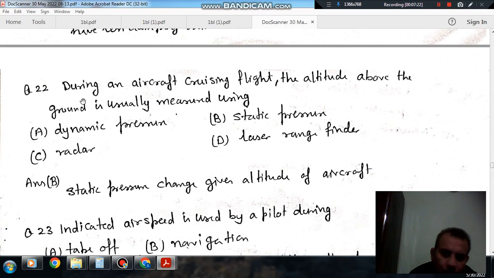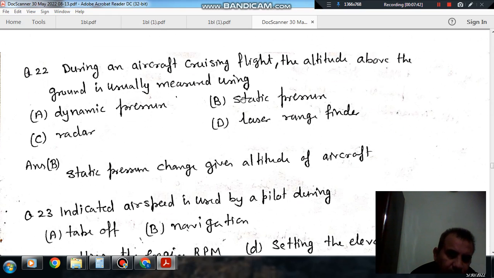Next, during an aircraft cruising flight, altitude above the ground is usually measured using option A dynamic pressure, option B static pressure, option C radar, option D laser range finder. So it is measured by static pressure because static pressure is the pressure at a given altitude. Okay, so if you measure the static pressure, then the altitude can be determined. Okay, so answer is B.